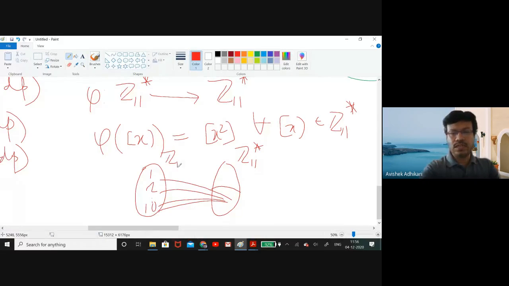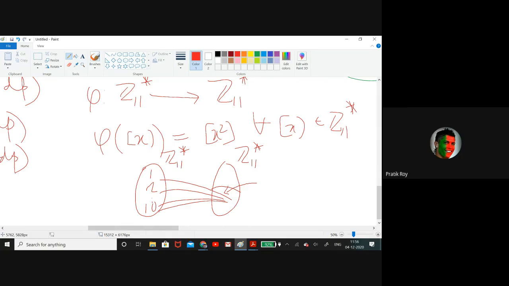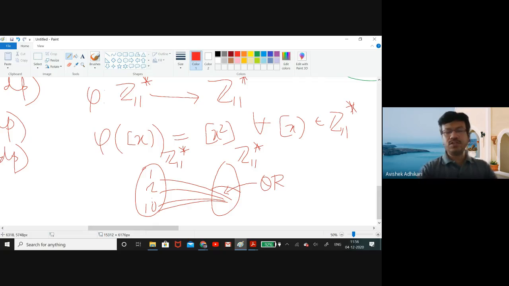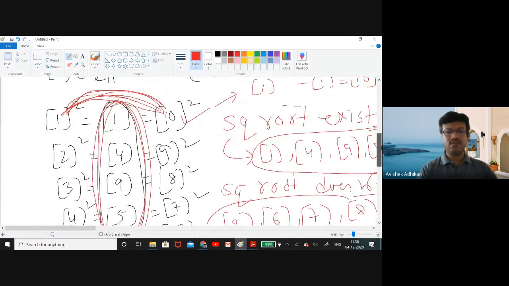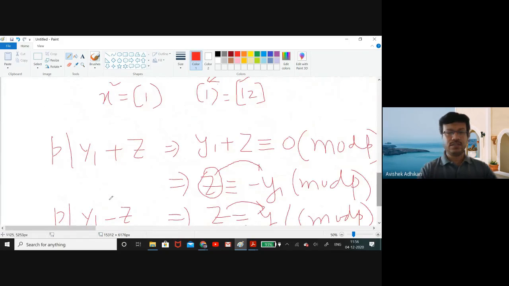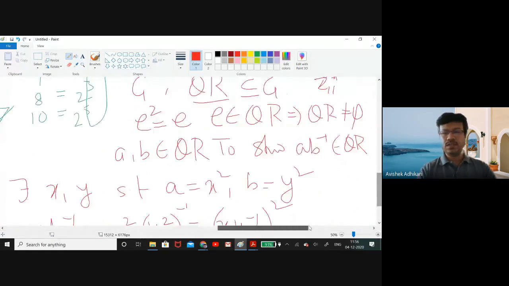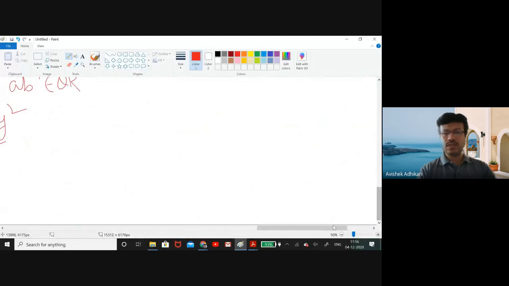And this is also Z11 star, but suddenly it does not go everywhere. Where will it go? It will go to this set. Can anybody say what this set will be? It is nothing but the quadratic residues, because this is going to all the square elements, that means those whose square root exists, right? What are these elements? We have already checked.